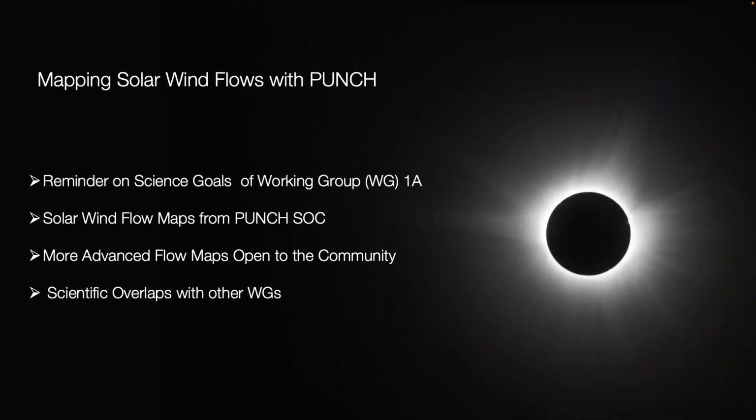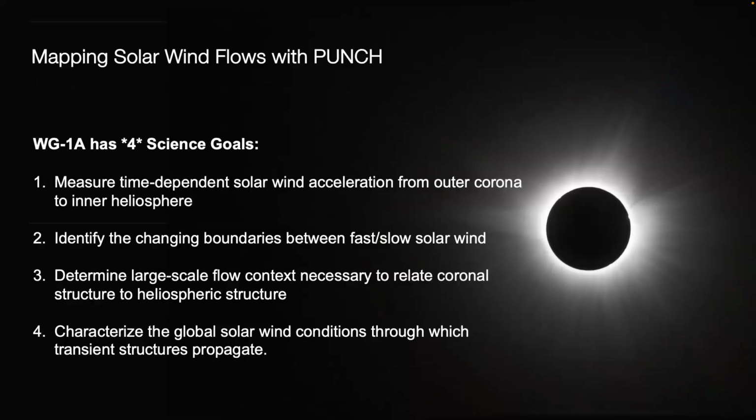All right. So I'll remind you what the science goals of the working group 1A are. Then we'll talk about the solar wind flow maps that the PUNCH SoC will produce. We'll continue with even more advanced tools to create your own flow maps using more advanced algorithms and to access different resolutions of the maps. And finally, we'll go over some scientific overlaps with other working groups.